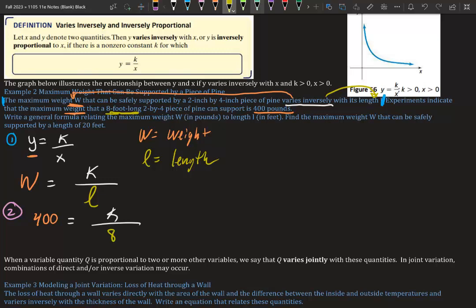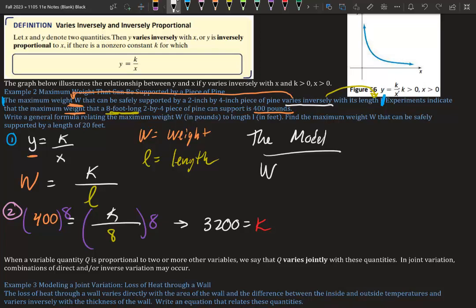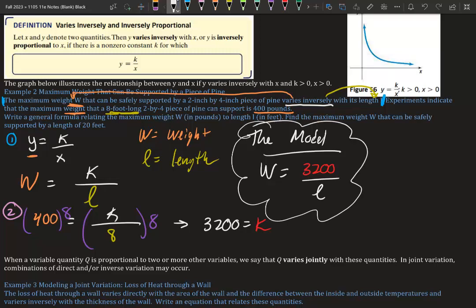We need to solve for k. In order to solve for k, we multiply by 8. And when we do, we get 3200 equals k. That means our model is W equals 3200 over the length. So writing a general formula, that's what we just did. So you see how this is 4 sentences, but that sentence doesn't mean anything because we already did the formula. Let's move on to the last sentence.